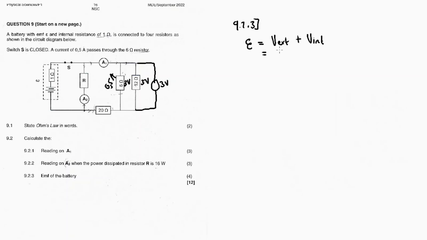So the V external is calculated as current times R, the total effective resistance for the circuit. So we need R in order to calculate the external resistance, plus I times small r. The small r is the internal resistance here. Now the internal resistance is given. I have the current for the whole circuit. In fact, the I here will represent the current for the whole circuit.